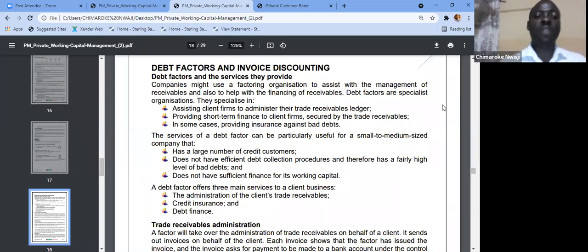Now we talked about management of trade payables and receivables, talked about the terms of credit and all that. Let's look at debt factoring and invoice discounting. This is another way to manage your trade payables and receivables. Now, what do we mean by trade debtors?